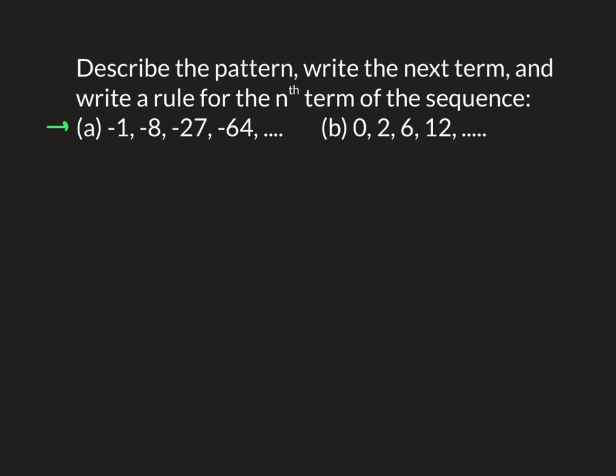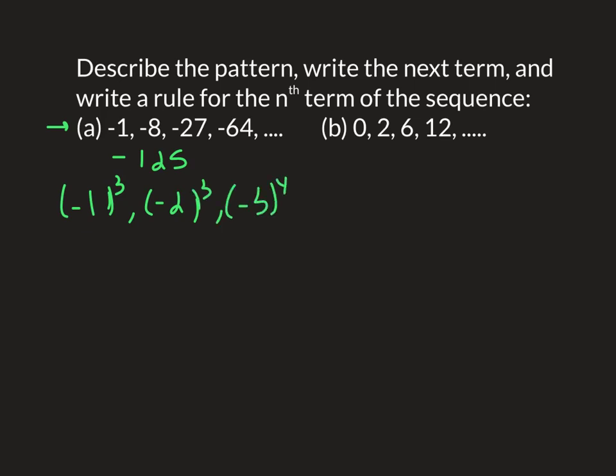So 5 cubed. And they're all negative also. So my next term should be negative 125, which is negative 5 cubed. All right, then it says write the rule. So here's what's happened. I'm seeing negative 1 cubed, negative 2 cubed, negative 3 cubed.